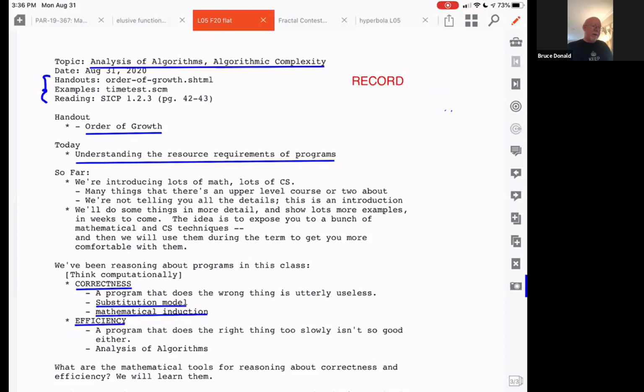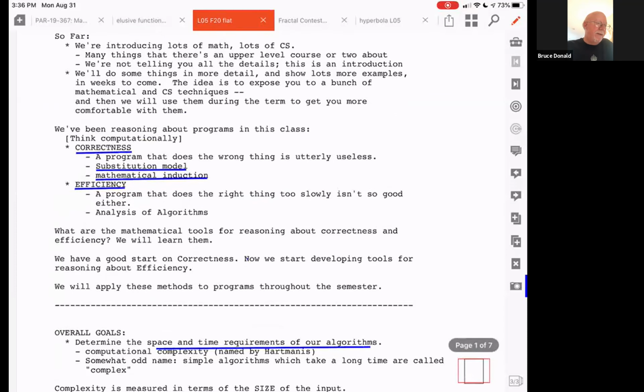So we've been reasoning about programs in this class, obviously, think computationally, if you will. And we talked a lot about correctness. So a program that does the wrong thing is completely useless. And so we learned and are learning how to prove that programs are correct, reason about their correctness using substitution model plus mathematical induction. And today we'll start talking about efficiency, because a program that does the right thing but is way too slow isn't very useful either. And this is sometimes called the analysis of algorithms.